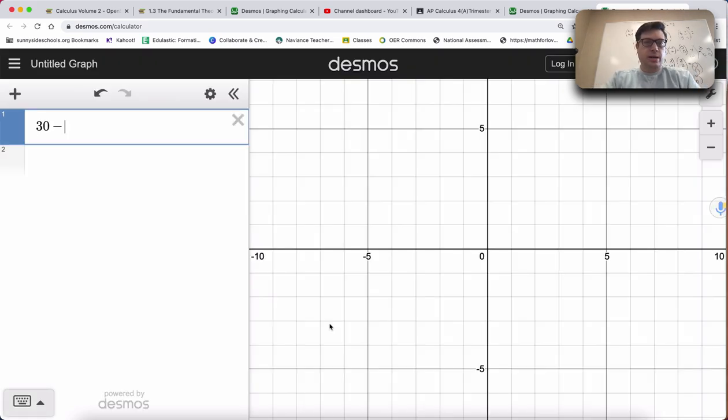30 minus, it's got to be like 2 over 3. So it's approximately 30. I'm going to do some math first. So it's approximately 30 minus 0.6. I'm going to say 29.4 as a good estimate.